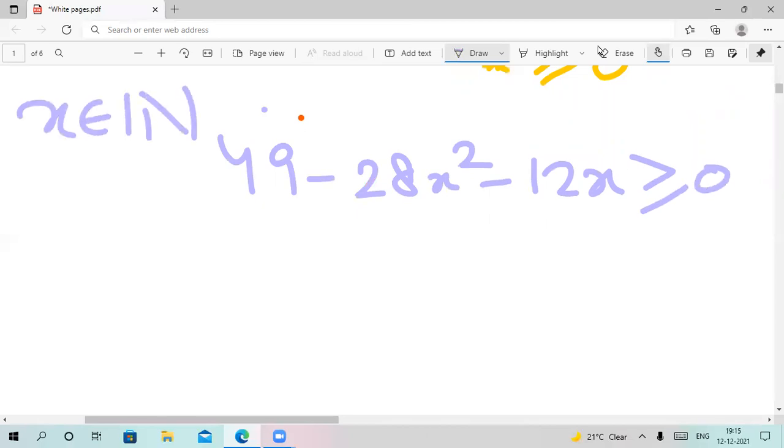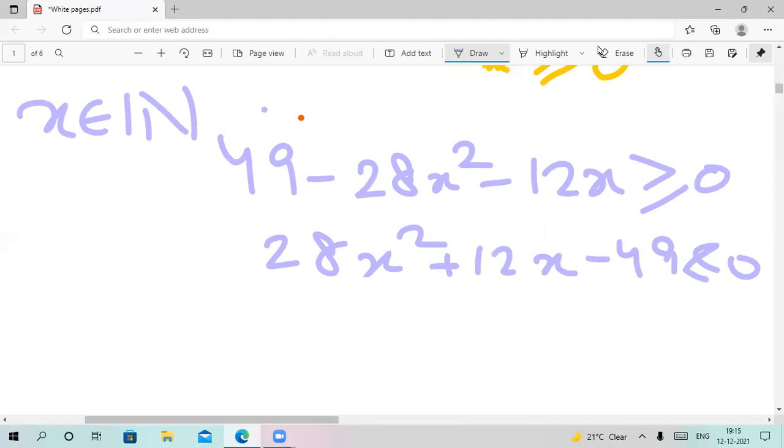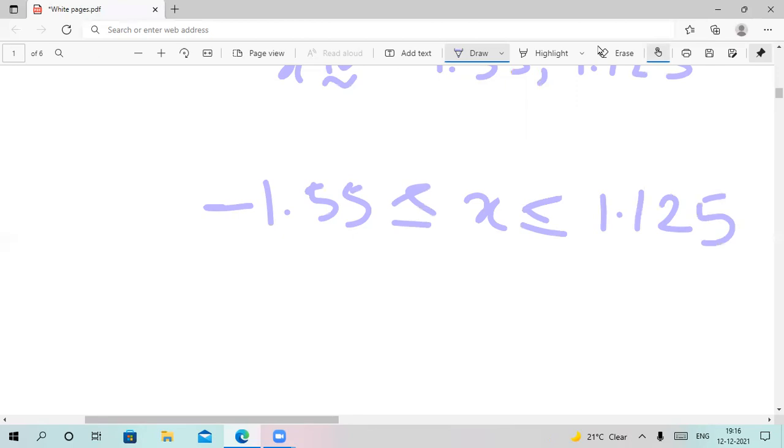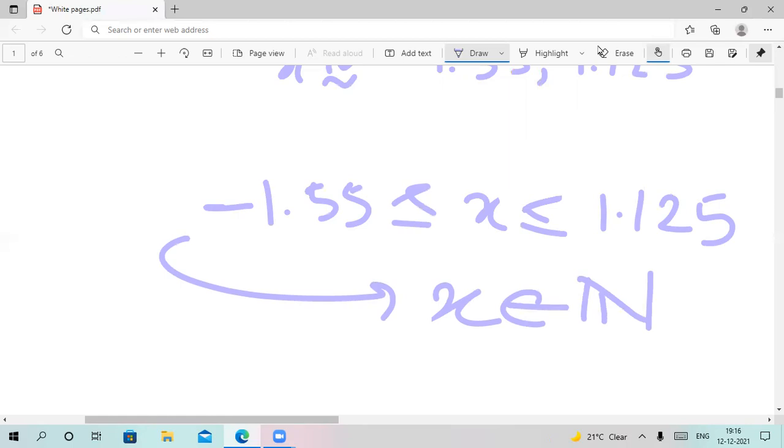When you solve for x here, or when you do 28x squared plus 12x minus 49 is smaller than or equal to 0, we get the approximate values of x as negative 1.55 and 1.125. Okay, and when you sketch the wavy curve, you get that x will be between negative 1.55 and 1.125. And we also know that x is a natural number. Okay, so these two things are there.